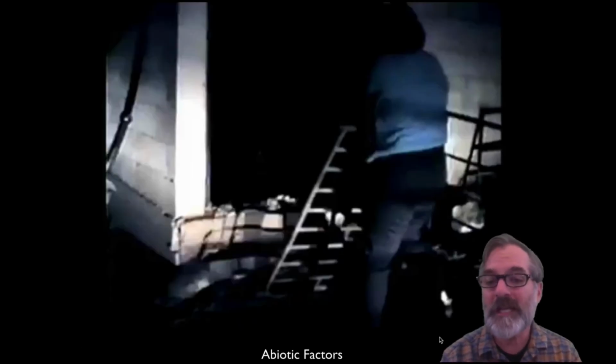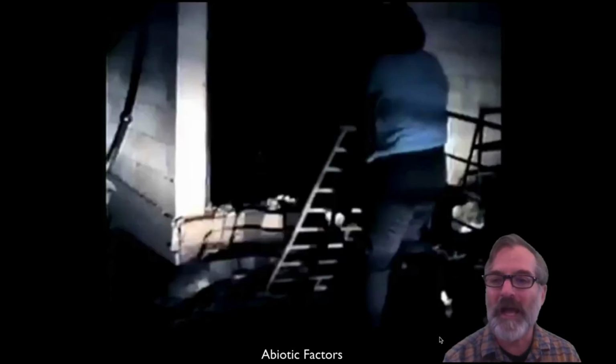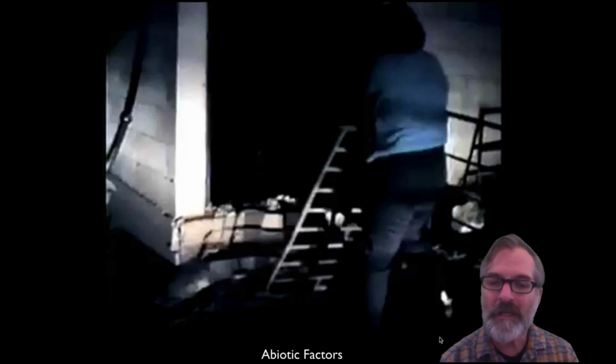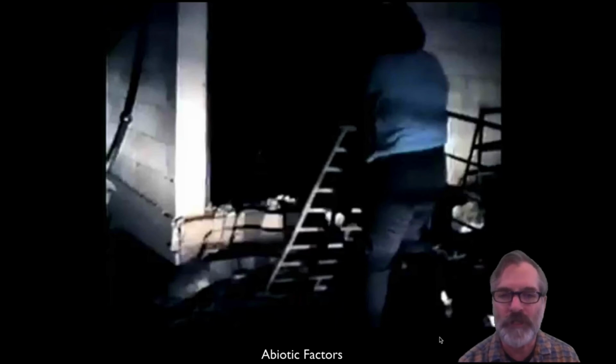So let's take an example from the outback of Australia. This took place in the outback of Australia, and there was this town that was overrun by these mice. They call it a mouse plague. It was unbelievable. Take a look at this footage.